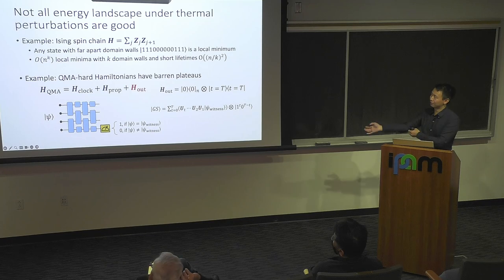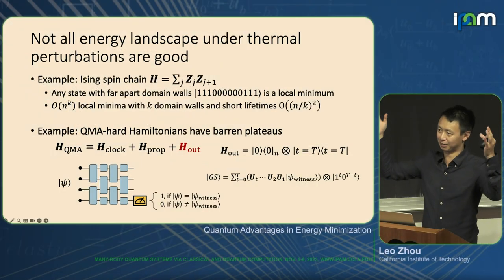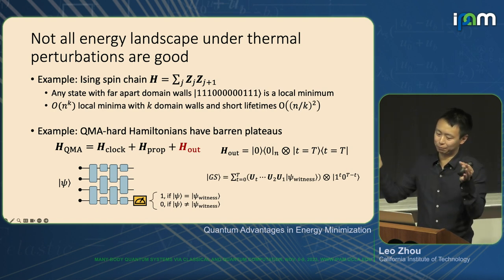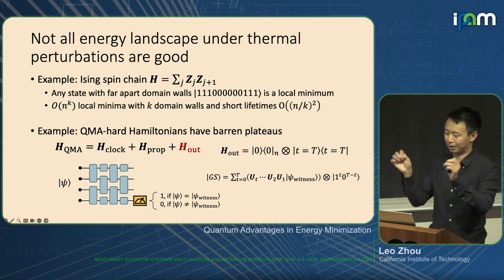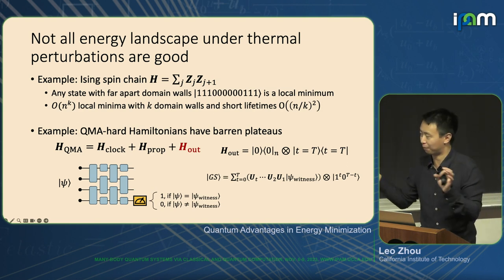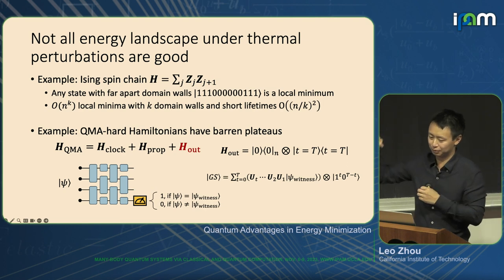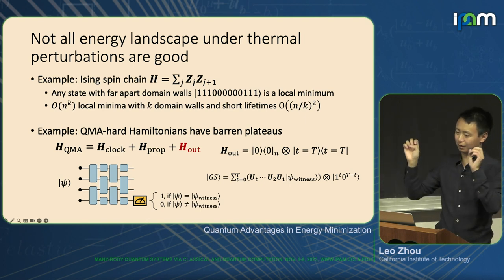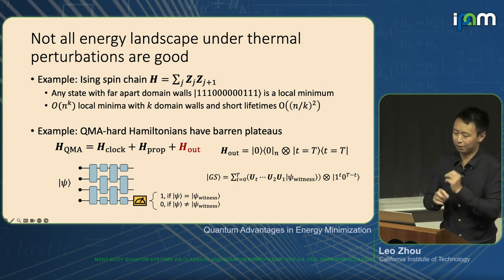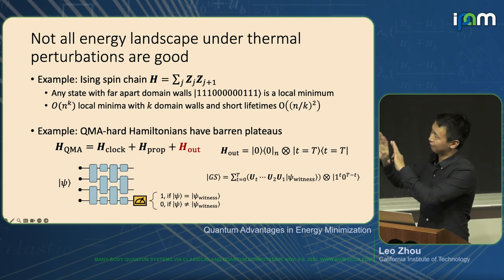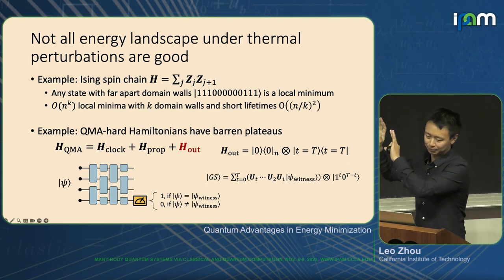So even though we've shown that for some of these hard Hamiltonians the energy landscape has this very nice shape, where all the local minima are global minima, it's not always true. For example, if you look at a simple system of Ising spin chains, the ground states are basically either all ones or all zeros, but any state that has domains that are sufficiently far apart is a local minimum, because local moves don't decrease the energy. But then again, these local minima are short-lived, because if you apply local jumps, the domain walls diffusively move around. Whenever you have k domain walls, the lifetime is roughly order n over k squared. So that's a mild version of a landscape with a lot of local minima, but each of them has a short lifetime.